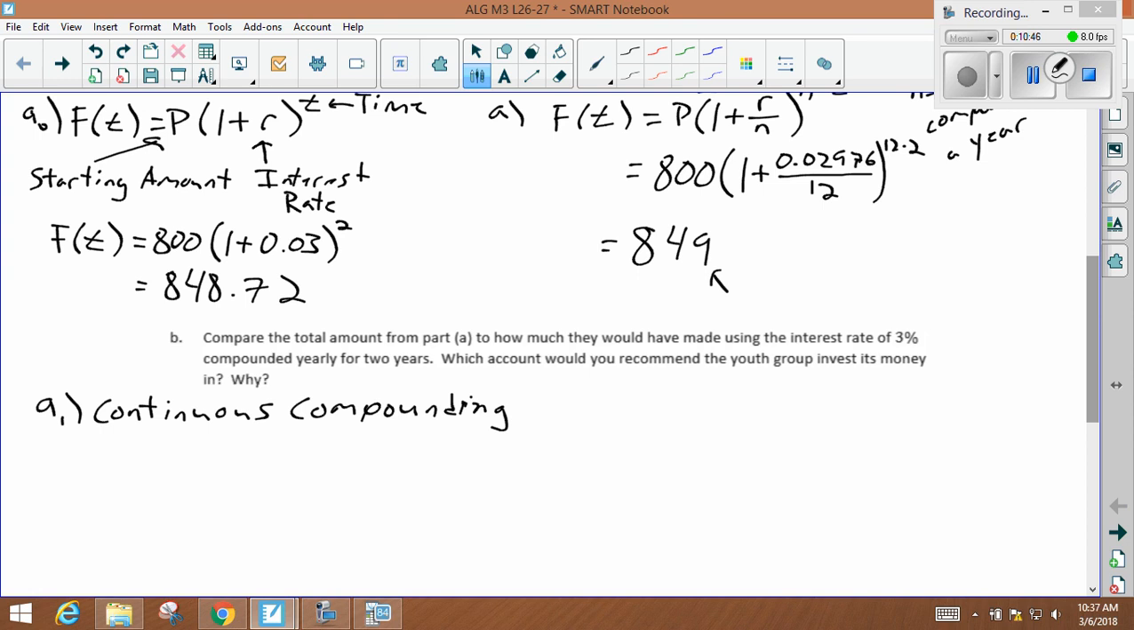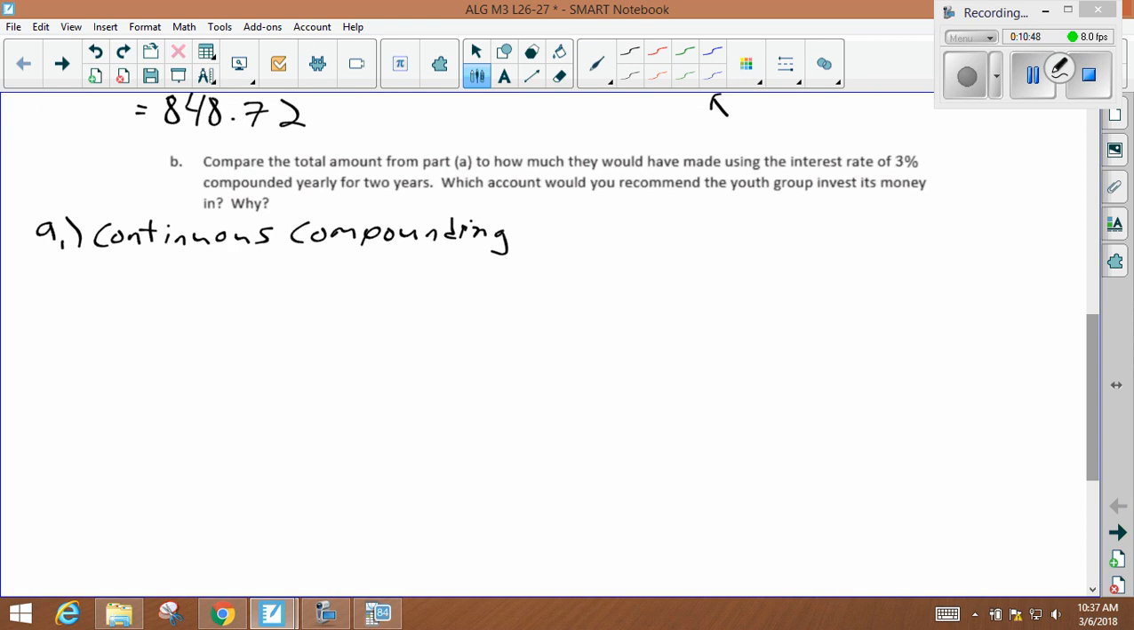So for continuous compounding, we have the formula PERT. No, PERT. You haven't heard it since your mom was saying it? And P and R and T are the same thing.